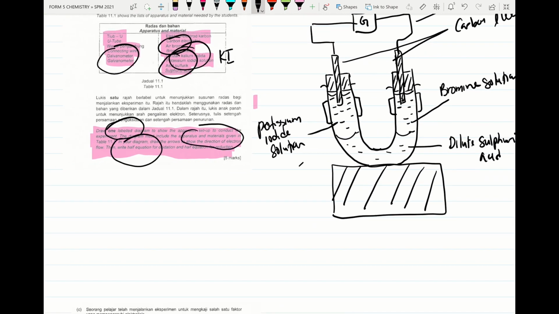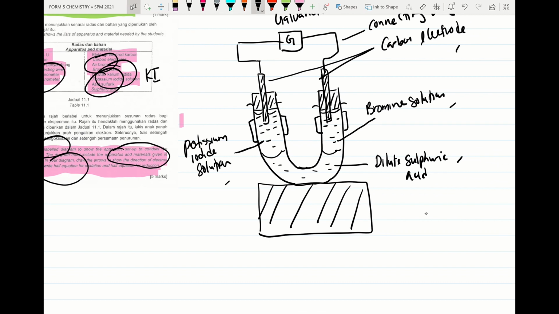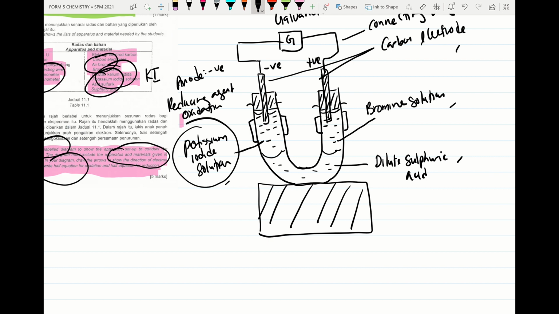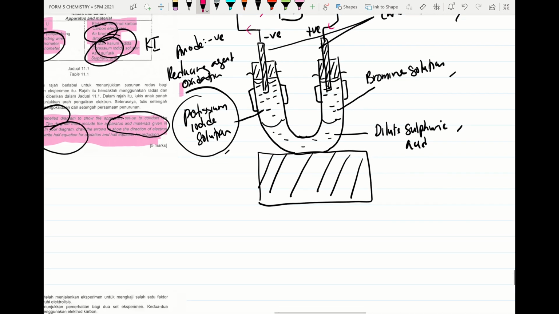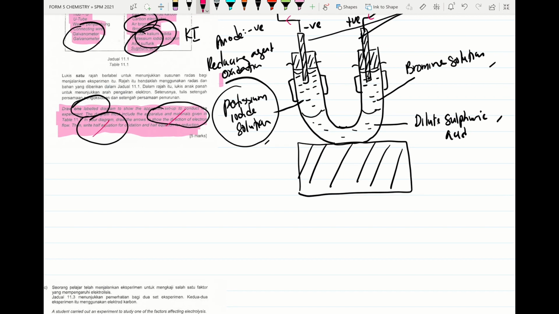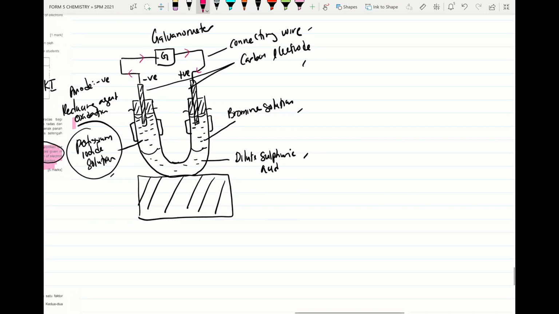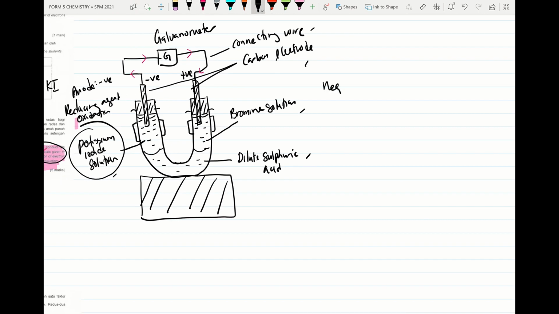Show the direction of electron flow. Electron flow, so please remember potassium iodide solution will act as a reducing agent. It will undergo oxidation. Oxidation will occur at negative terminal. So this is negative terminal, this will be positive terminal. So we take the flow of electron from negative terminal to the positive terminal. Alright, so this one settled. So next one, half equation. We try to do half equation at positive terminal and negative terminal. So I write down here negative terminal.